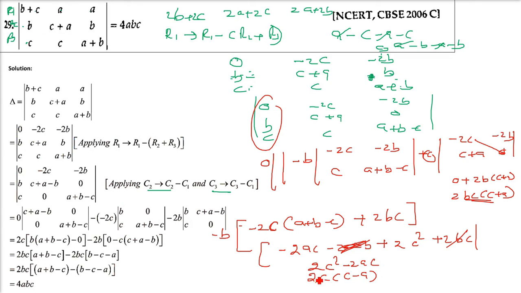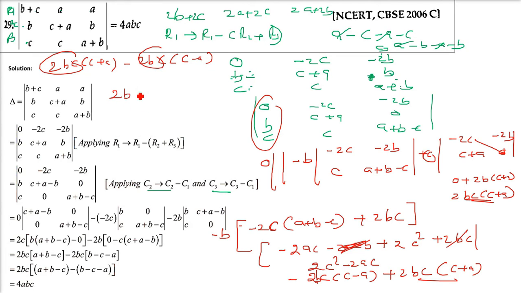Now what do you see? This minus b was already there. So minus 2bc, c minus a. What do you get? 2bc, c plus a. Now you can take 2bc common also from here. So 2bc I am taking common, and I am writing the second one first. 2bc, c plus a minus 2bc, c minus a. 2bc take common. So c plus a minus c plus a. So c plus a, because c plus a I have taken first.